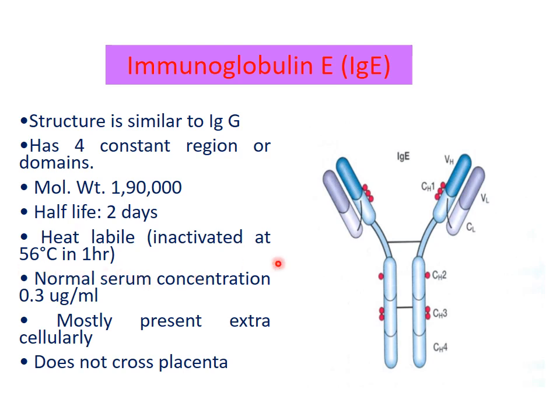One peculiarity of IgE is that it has 4 constant regions in the heavy chain: CH1, 2, 3, 4. So there are 4 constant regions in the heavy chain. It is present only in immunoglobulin E. It also cannot cross the placenta because it has a very high molecular weight. The weight is 190,000.